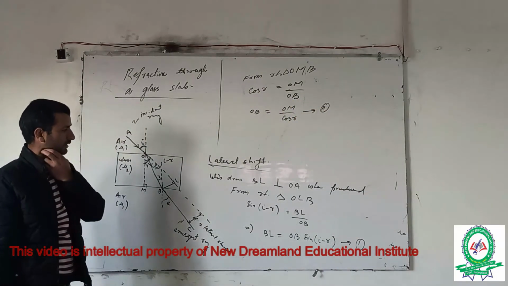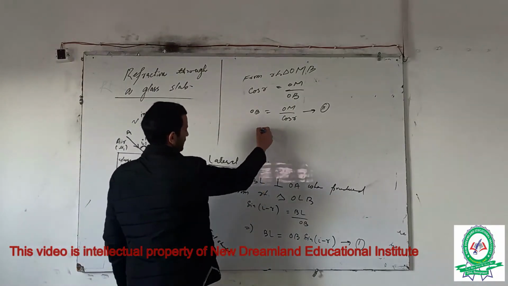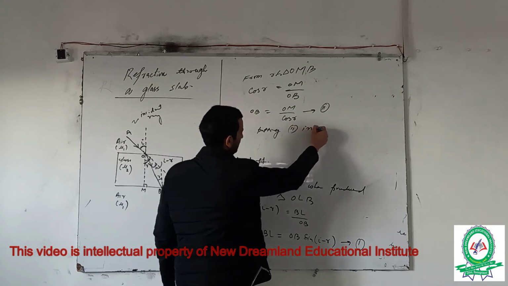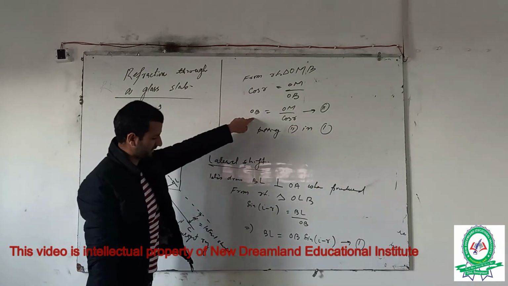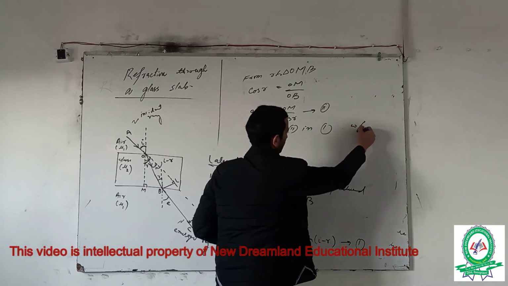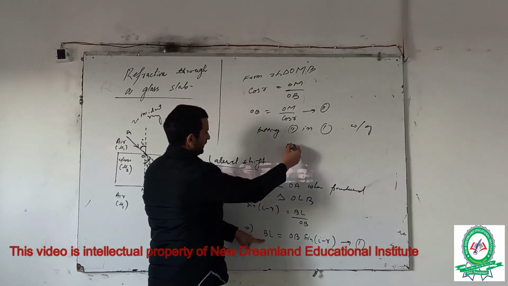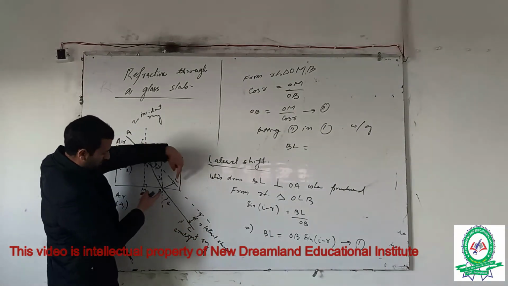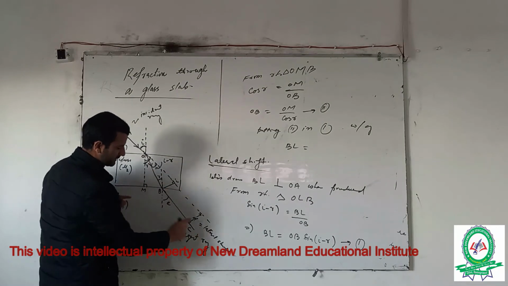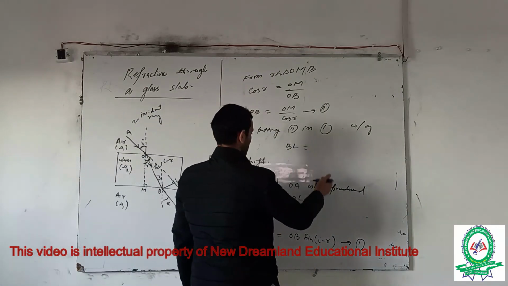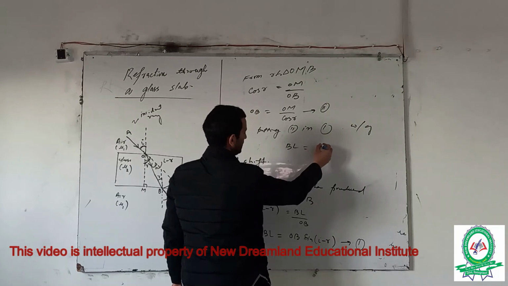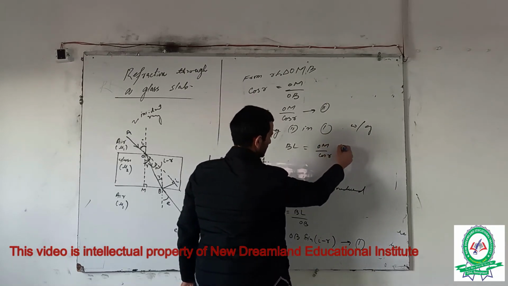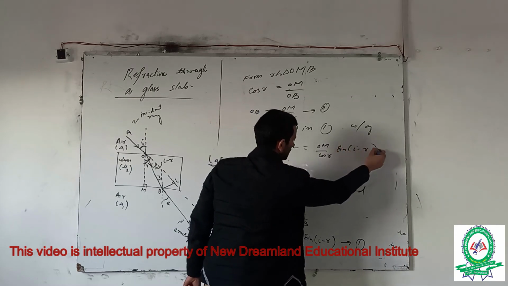And substituting second in first. So putting second in first, we get BL equal to, remember BL is the lateral shift, the perpendicular distance between the direction of the incident ray and emergent ray. So BL is OB, and OB is OM divided by cos R, into sine of I minus R.